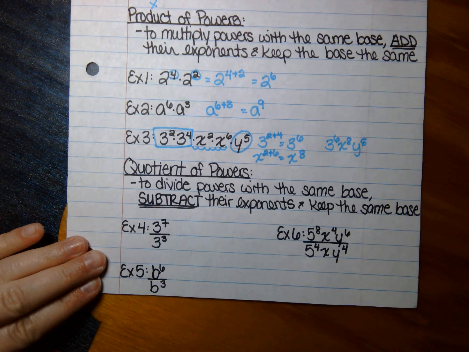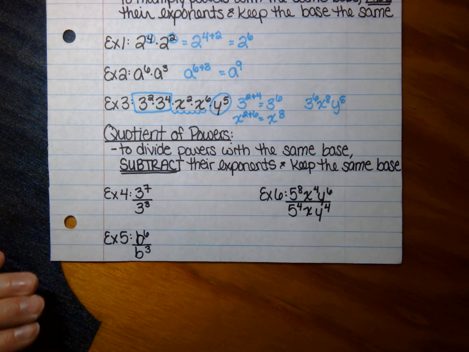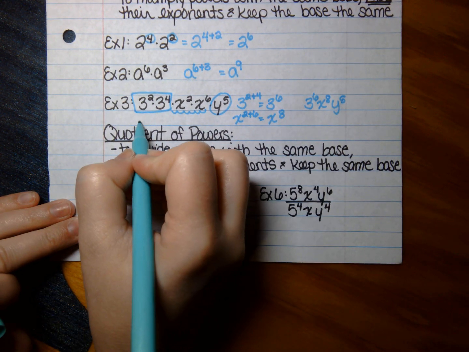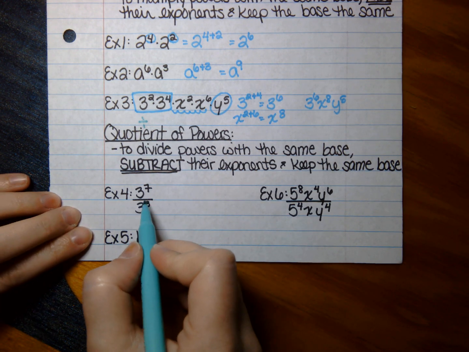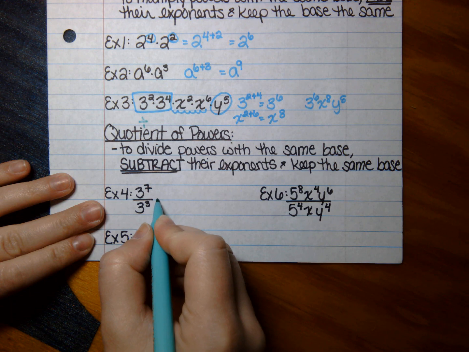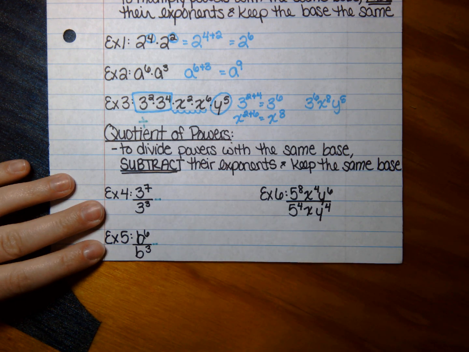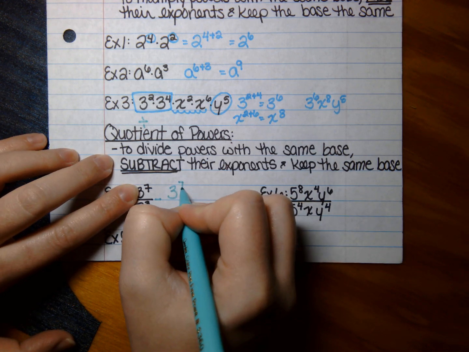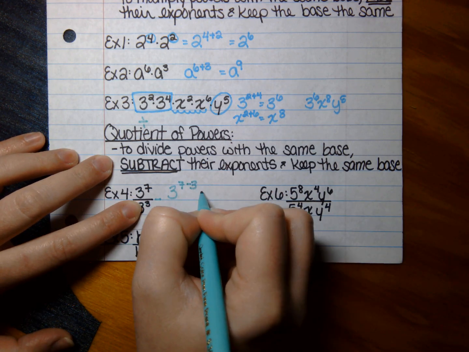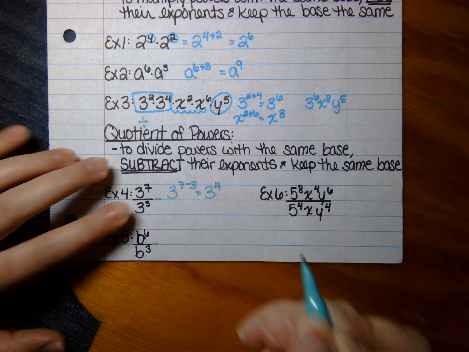If we look down at the quotient of powers, quotient, remember, is a term that means to divide. It's the result of a division problem. So to divide powers with the same base, again, you're going to subtract their exponents and keep the base the same. So I always look at this division bar as a subtraction sign. I have the same base, they're both 3's. So now I'm going to take the top exponent minus the bottom exponent, so I get 3 to the 4th.